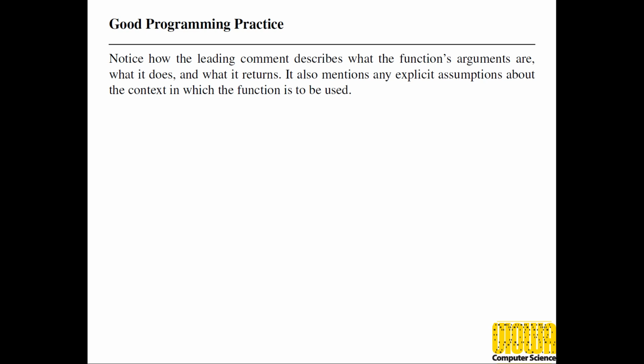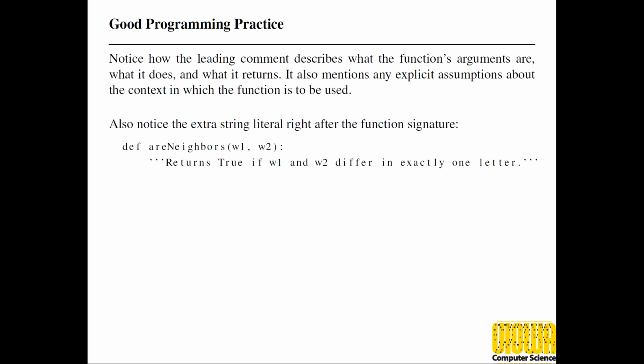All right, so the lead comment describes the function's specification. And then there's that extra string literal right here. Now, a string literal means just a string. This string after the signature occupies a special place in Python's definition. And it actually is the text that informs Python's help function. So let me show you how this works.